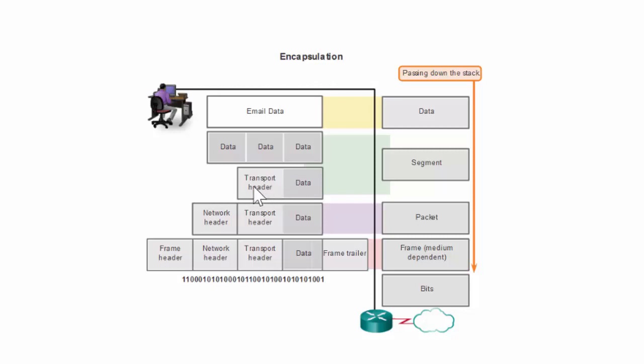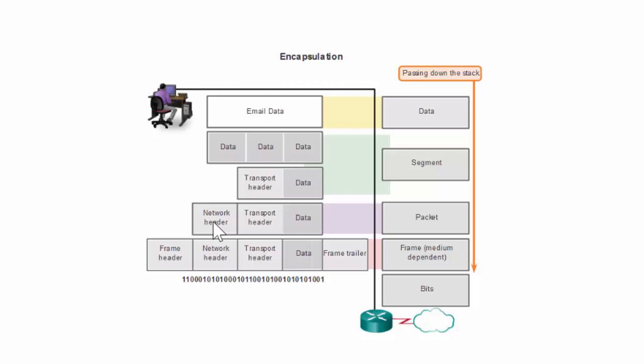So data is encapsulated into what we call a segment, or a TCP protocol data unit, which will then be encapsulated in the network layer in what we call a packet, or a network protocol data unit, which includes the data, the TCP header, and a network header.